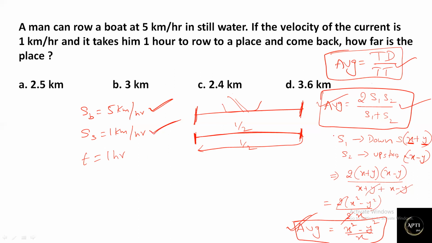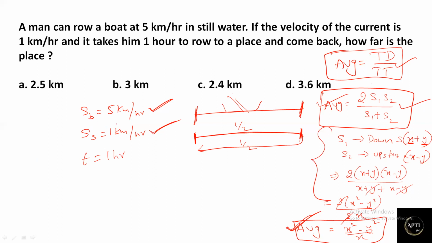From now onwards, there is no need to remember all this verification. Just remember that average speed for boats and streams is x square minus y square by x. X indicates the speed of the boat, y indicates the speed of the stream. Directly you can calculate average speed.